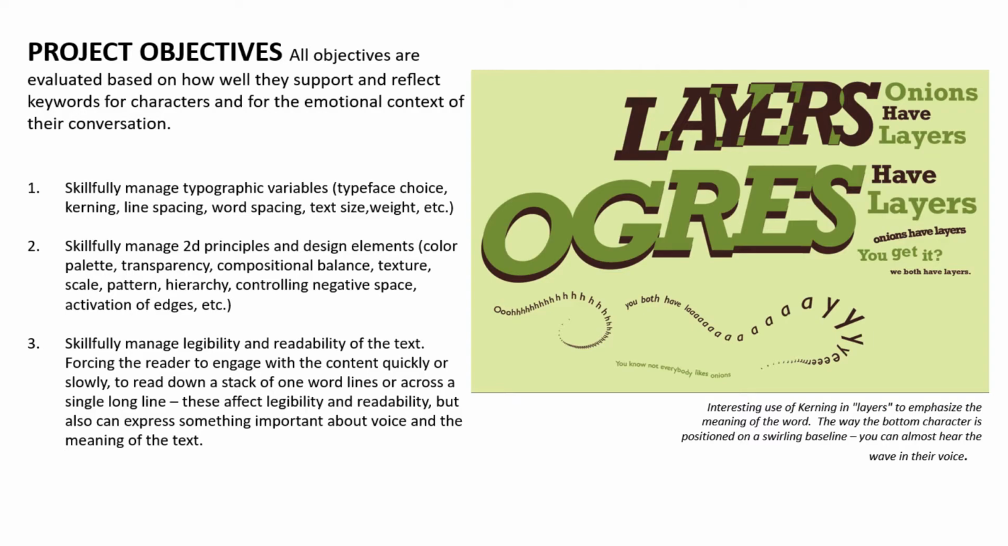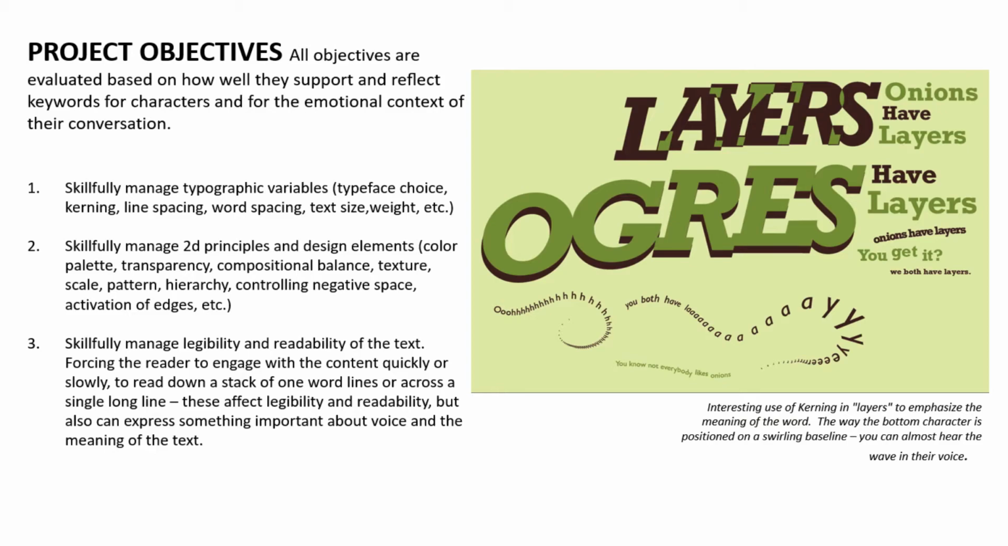And then three, skillfully manage legibility and readability of the text, forcing the reader to engage with the content quickly or slowly, to read down a stack of one-word lines, or across a single long line. These affect legibility and readability, but also can express something important about voice and the meaning of the text. So yeah, even though this is expressive, we still want to be able to read the words.